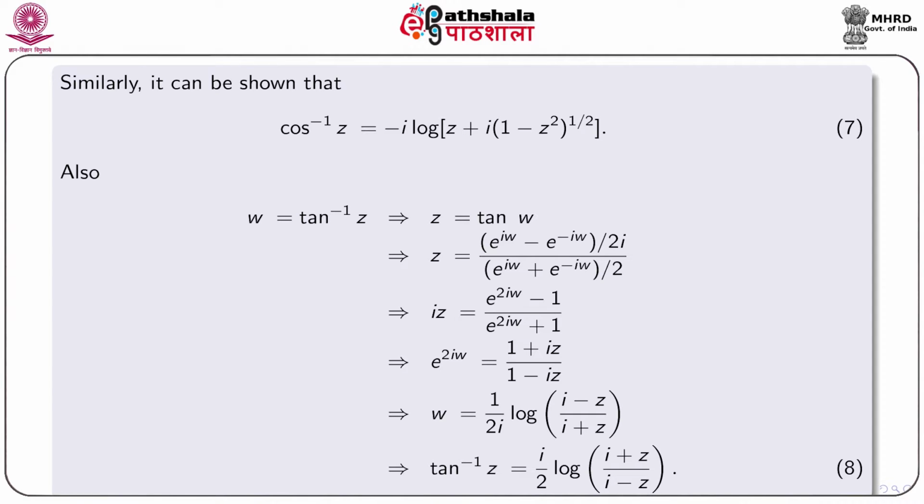Similarly, it can be shown that cos inverse z equal to minus i log of (z plus i into (1 minus z square) to the power half). This is number 7.